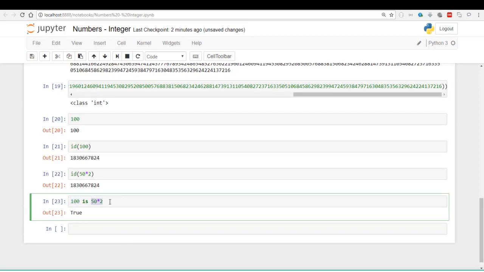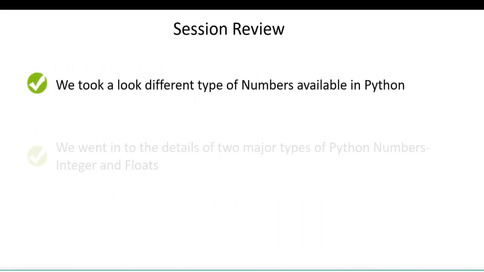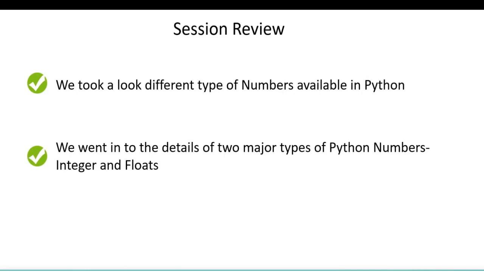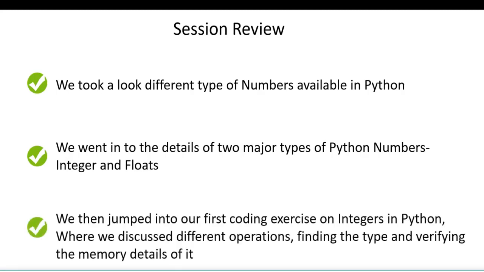It returns true if the value 100 and the result out of the computation 50 into 2 points to the same memory location. Okay, before we wind up this lecture, let us have a quick recap of what we discussed in this session. First of all, we got introduced into the major types of Python numbers that are available. Followingly, we went into the details of two major types of Python numbers, which are nothing but integers and floats. And then we jumped into our first coding lectures on integer, wherein we discussed the different operations that are possible on an integer, followingly finding the type of an integer and verifying its memory details.